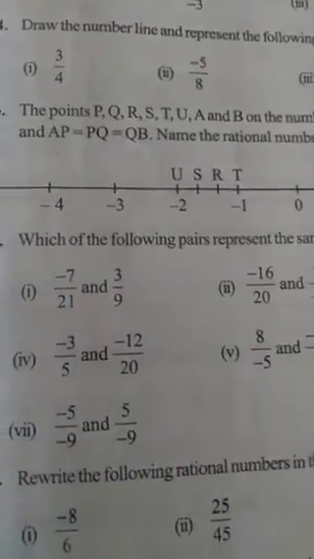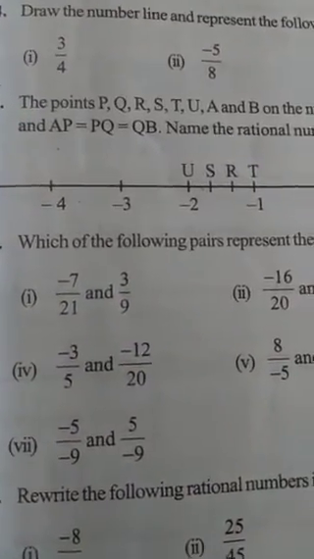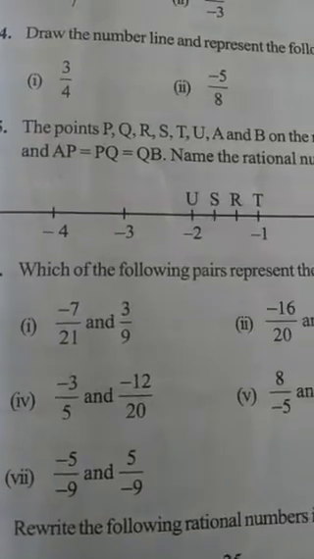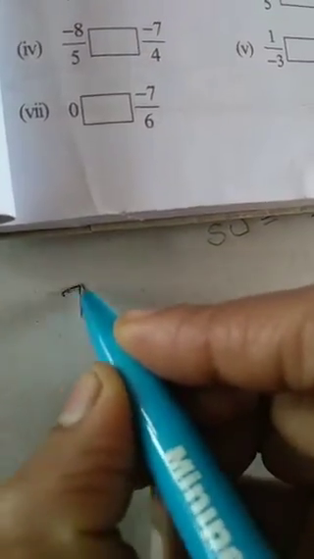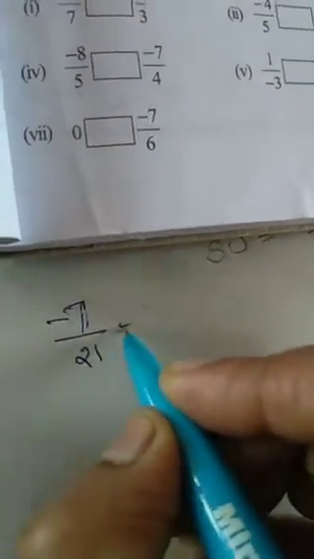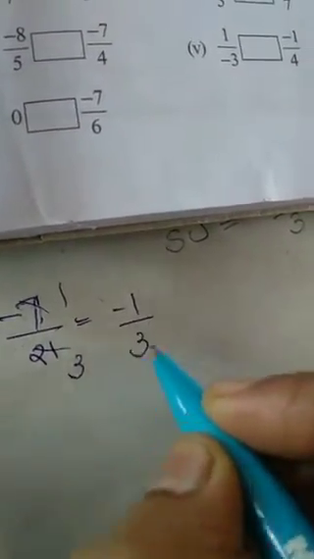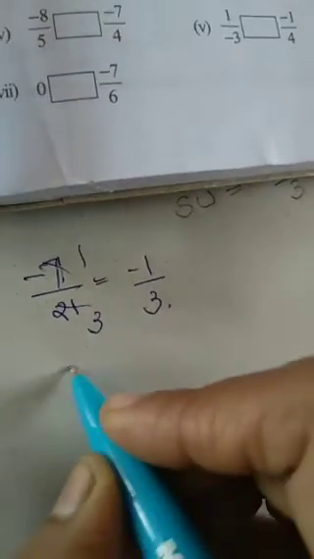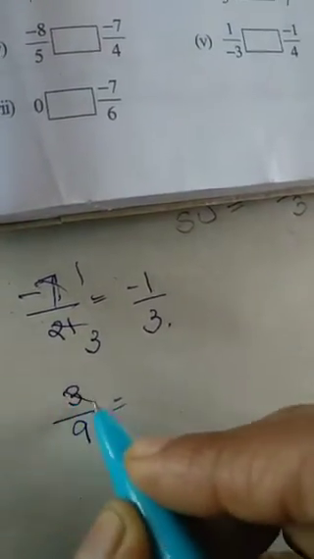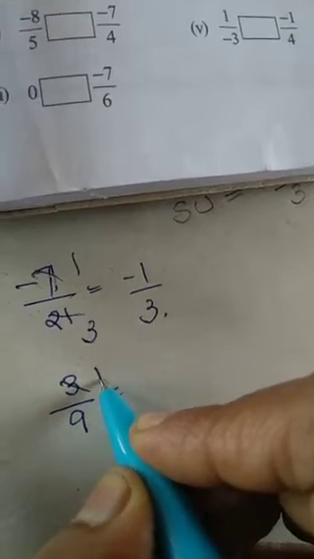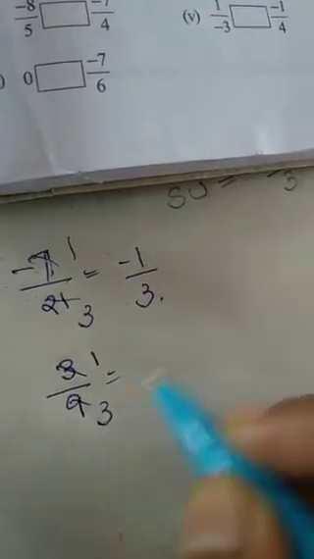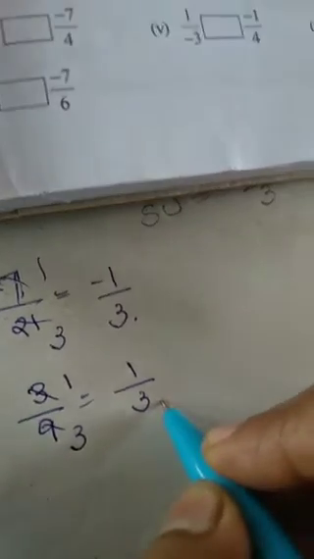Negative 7 by 21 and 3 by 9. If we convert the given rational numbers to the simplest form, we will get negative 7 by 21: 7 ones are 7, 7 threes are 21, so negative 1 by 3. Likewise, the other one is 3 by 9: 3 ones are 3, 3 threes are 9, that means 1 by 3.